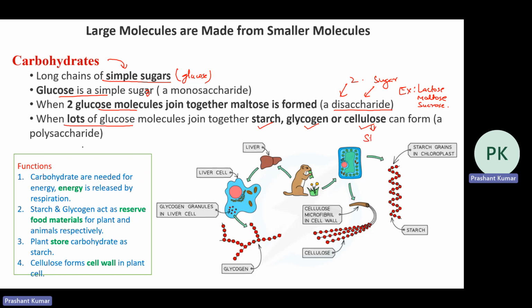Cellulose is the structural carbohydrate, structural carbs, whereas starch and glycogen are the storage carbs. Starch is the storage carbohydrate of plants, and the storage reserve food material for animals is glycogen. The main function of carbohydrate is to provide energy, also to store food material in the form of starch or glycogen. And also very important is cellulose, which is a cell wall component.